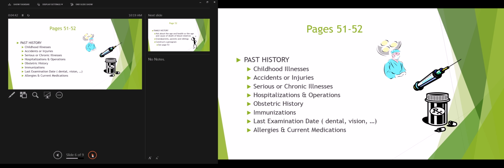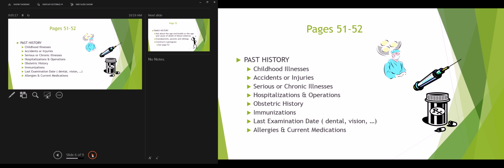On page 51, it starts out with childhood illnesses. And it says measles, mumps, rubella, chickenpox, pertussis, and strep throat. It says avoid usual childhood illnesses. So you have to list exactly what they have had. If they've not had any, then you put that denies having history of childhood illnesses. Accident or injuries. In this column goes auto accidents, fractures, penetrating wounds, head injuries, and burns.